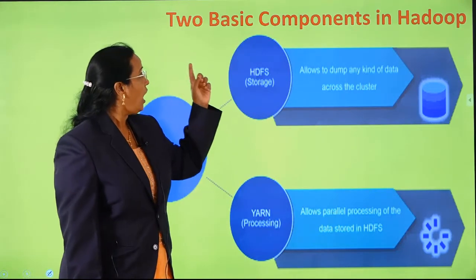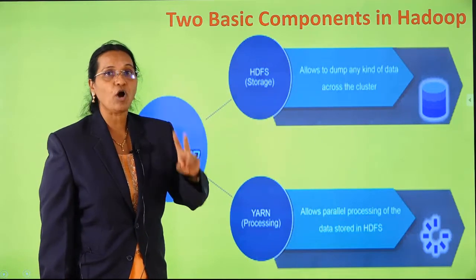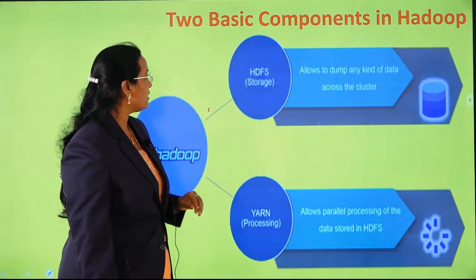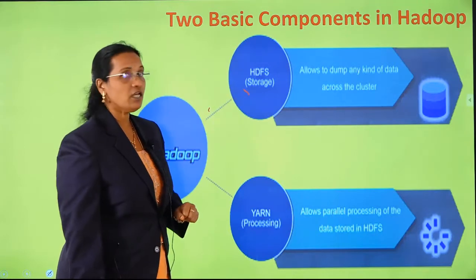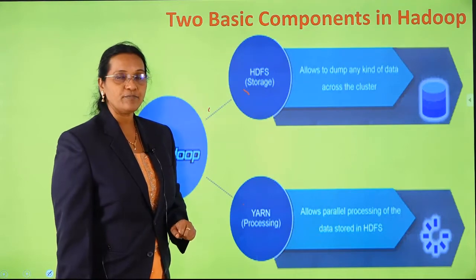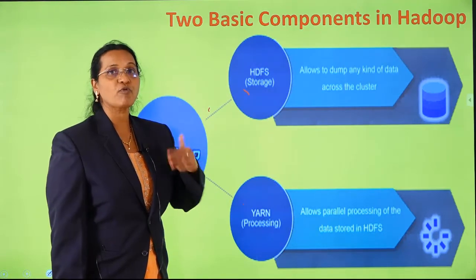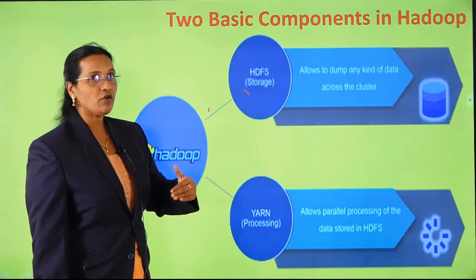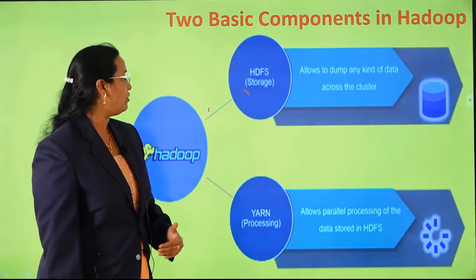I repeat it once again. In Hadoop, there are two main components. One is called HDFS, which is going to act for the storage. And another is called YARN. YARN is responsible for processing, right? So how they are going to work, we are going to see them individually now.